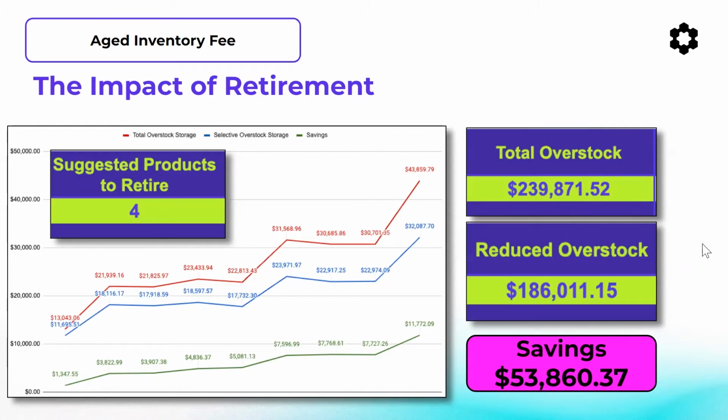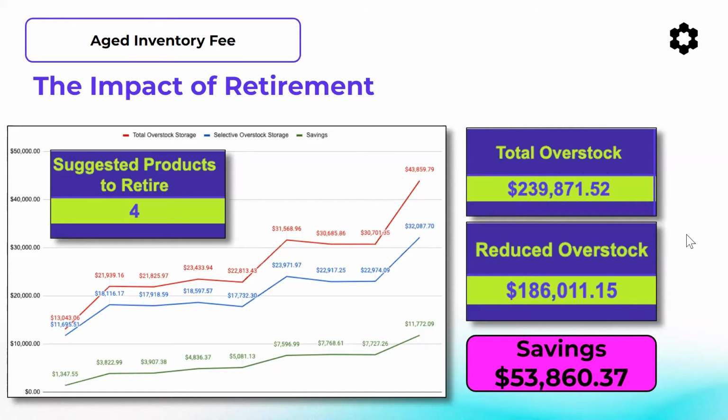So this is a scenario that shows the impact. If this seller took 4 products and decided to retire those products, he would be saving $53,000 across the next 8 months. He would be avoiding that amount of money just on those 4 ASINs. So it can be hugely impactful if you're planning for it.